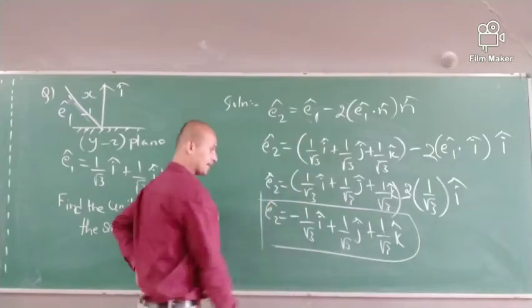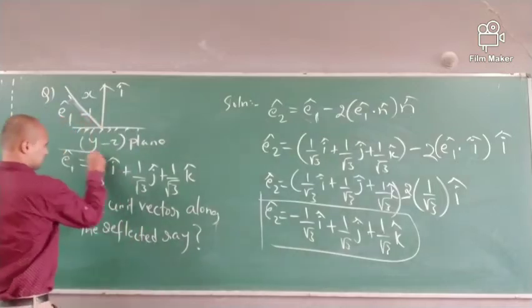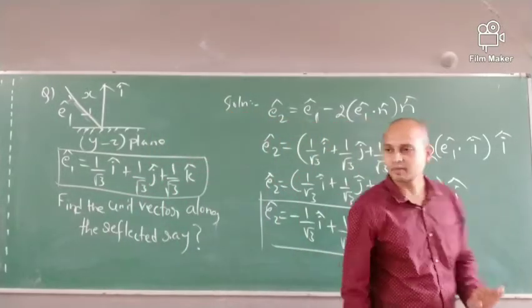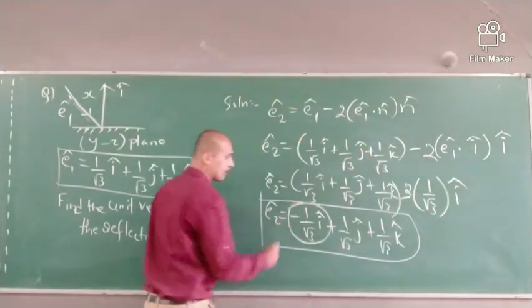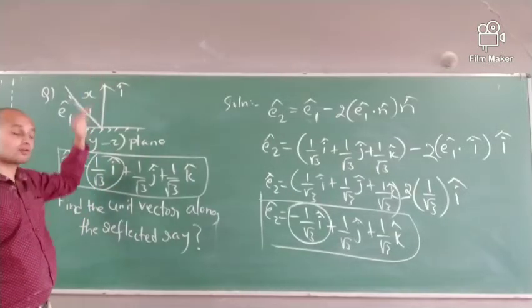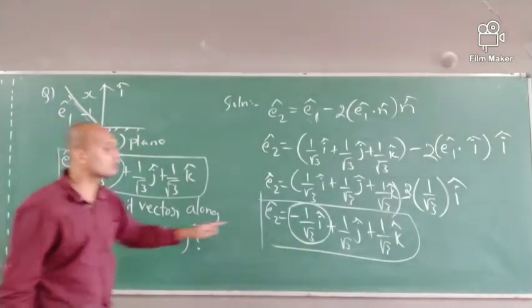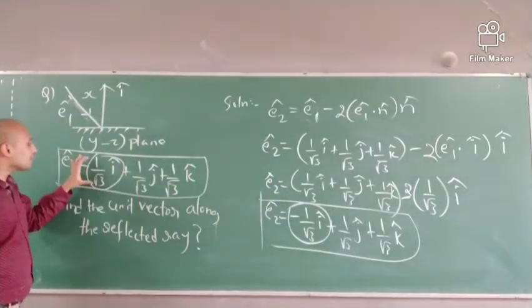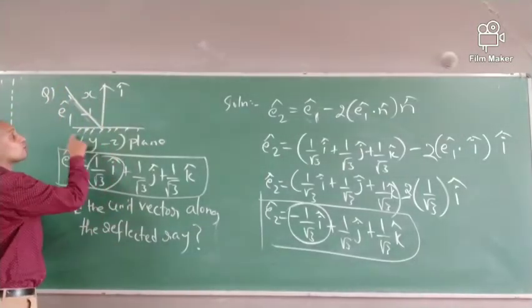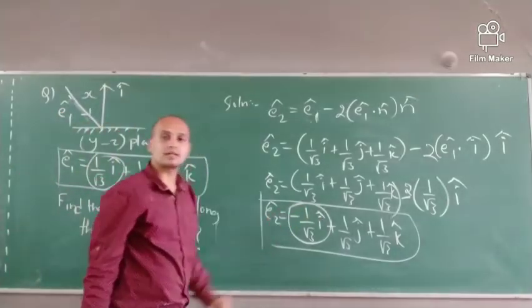This is the reflected ray. What is the difference between these two? If you ask me, look at these i cap values. Here i cap was along the normal. That means only the normal component with respect to the plane mirror is changing here. Yes or no? The normal component of the incident ray, normal to the plane mirror, after reflection, 1 by root 3 i cap became minus 1 by root 3.